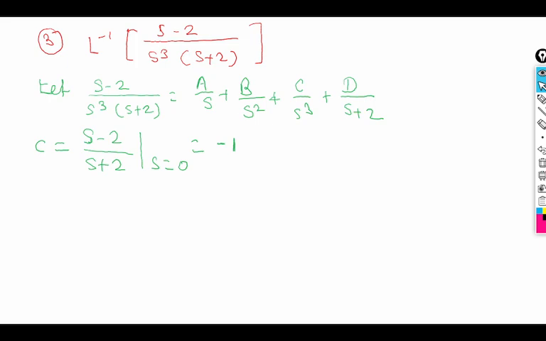Now, to get the value of d, the similar thing: we ignore the s plus 2 factor, we are left with s minus 2 divided by s cube only, where we'll replace s by minus 2, equating the denominator of d to 0. So the numerator becomes minus 4 upon minus 2 cube, which is minus 8, and the value of d comes as 1 by 2. So we got c and d by the shortcut method, but the values of a and b cannot be obtained by the shortcut method.